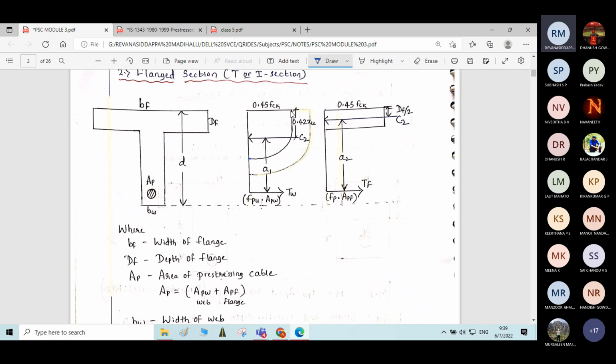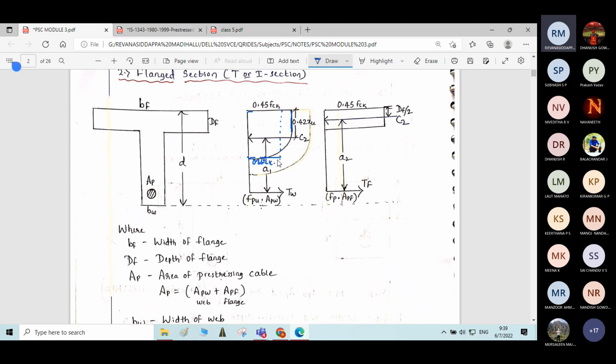Initially some portion of the stress will be rectangular. It will be constant. After that, it will be parabolic in nature. If you want to find a resultant compressive force in this member, this whole figure is a combination of rectangular and parabolic. For this we will find an equivalent rectangle having the constant width of 0.36 fck.